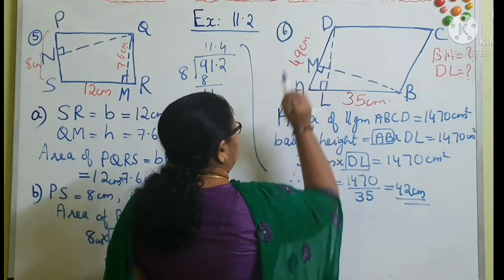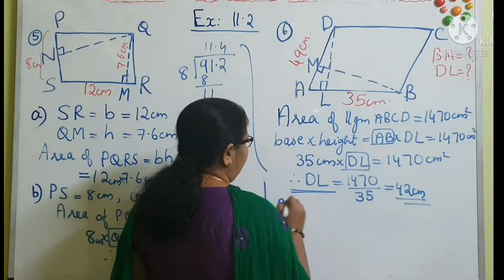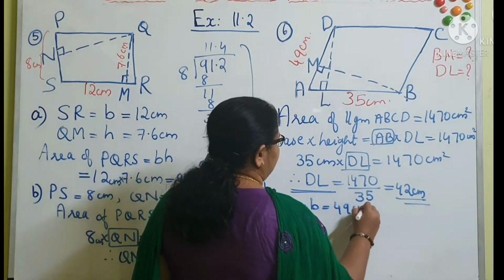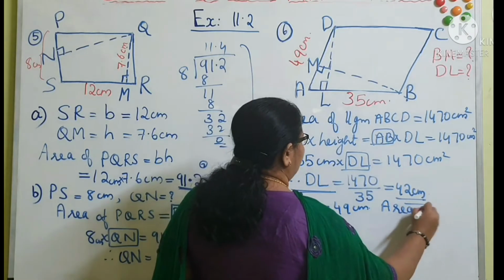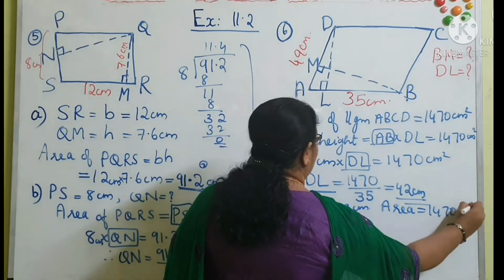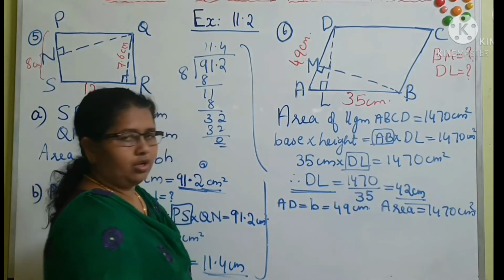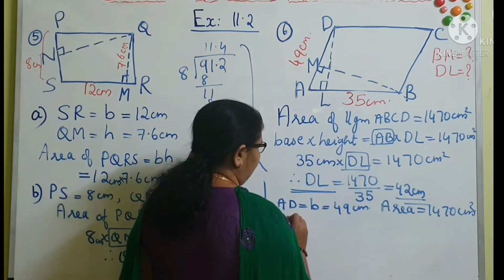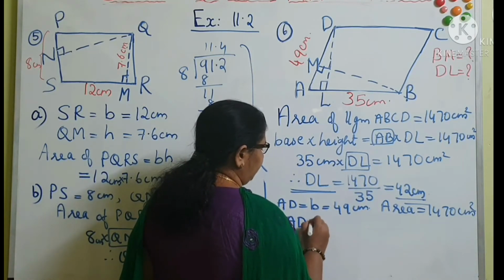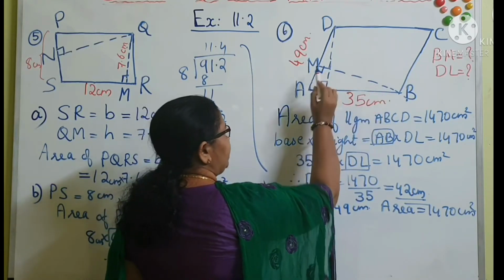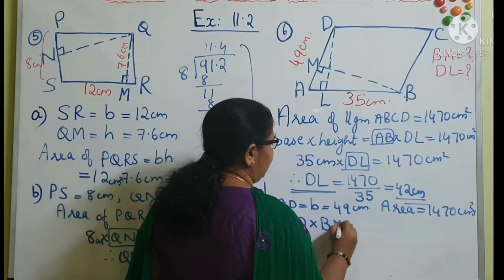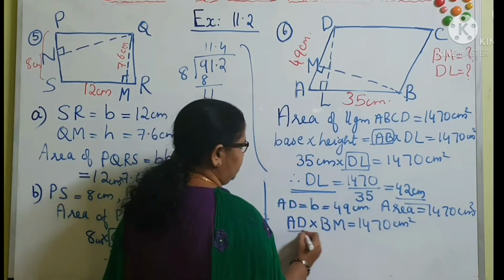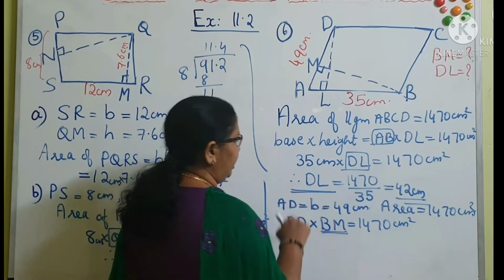Then second part, AD is given as 49 centimeter, and we can take it as the base B. Area we know, that is equal to 1470 centimeter square. Then equation of area, B into H. Here B is AD and the height to AD is BM. AD into BM is equal to 1470 centimeter square. The base is AD and the height to AD is BM.